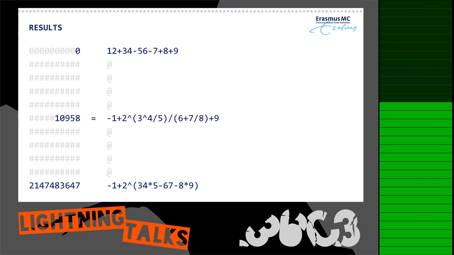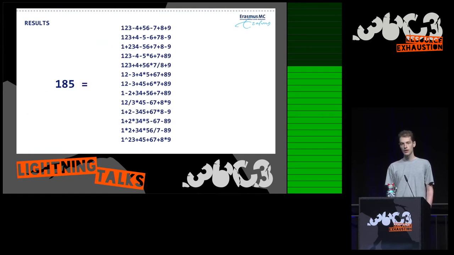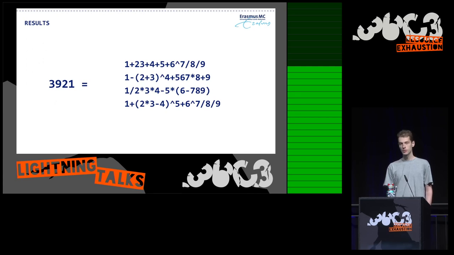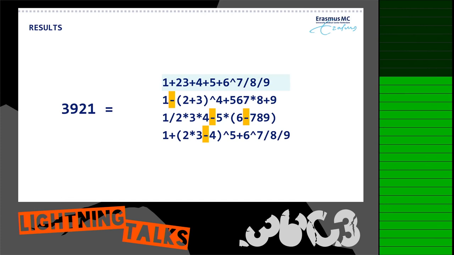Only CSR that approximate the value. Some come really close, but none of these CSR evaluate to the exact integer 10,958. We have found many CSR which have the same length, so all these equations evaluate to the same number and have the same length. For many numbers, we have found expressions without using specific operations. For example, CSR without using subtraction, without using division, without using exponentiation, or without using concatenation of numbers.